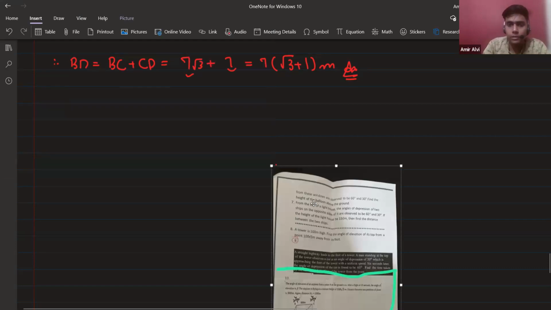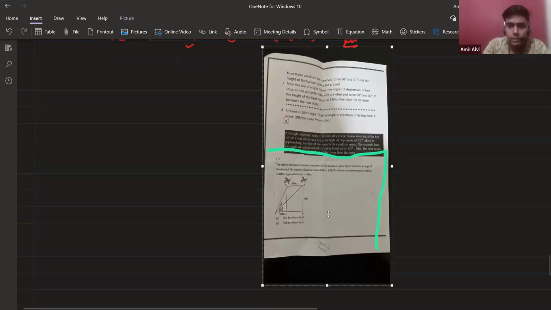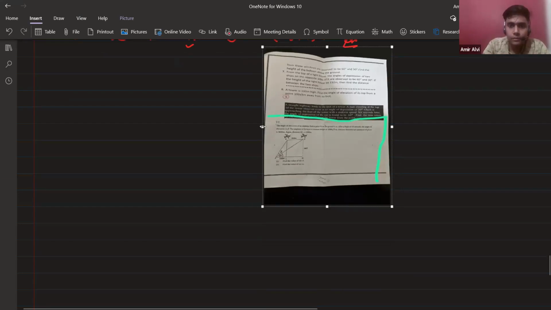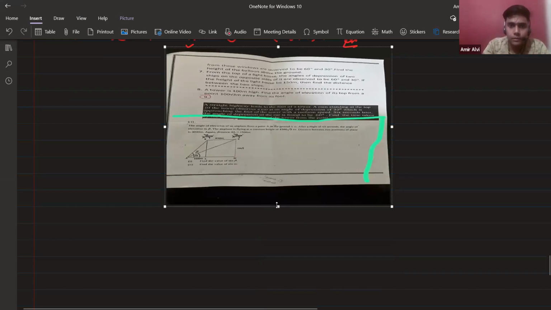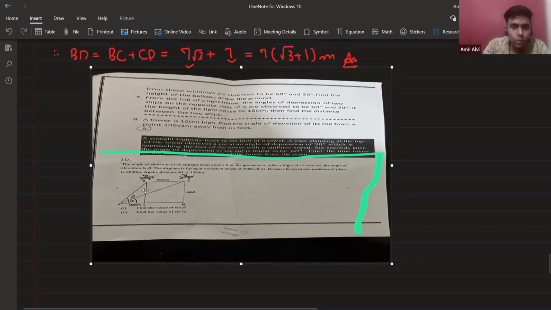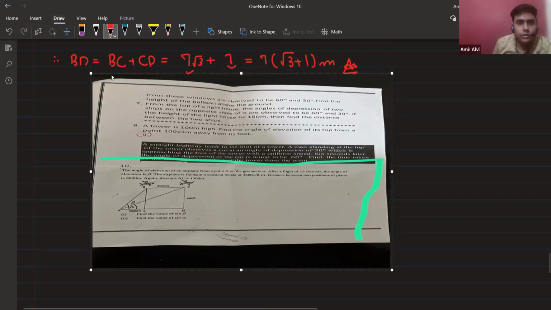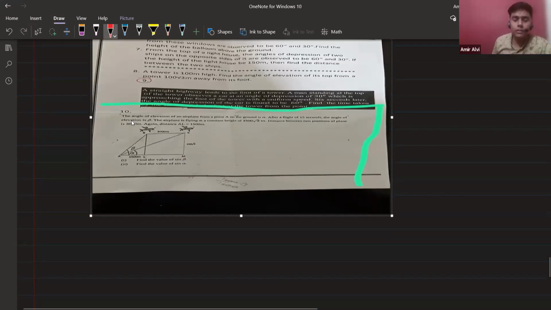Let me paste it. So basically the question is, just a second. What is the question asking basically? So let's find out the thing first. Karishma, are you there? You can unmute yourself here.